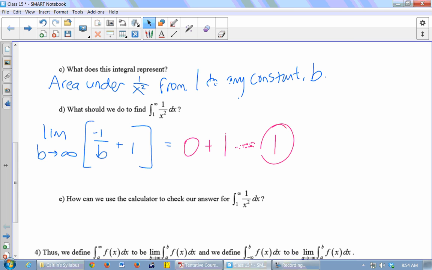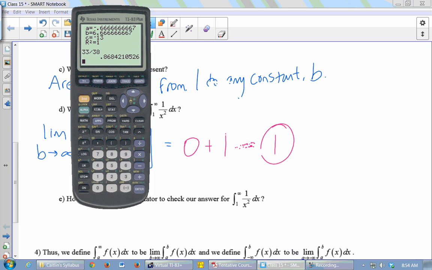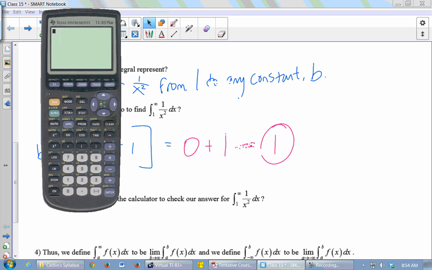All right, how could I use my calculator to check the answer? Calculator is a finite device. I can't plug in infinity. I can't ask it to take a limit for me. But what can I do to try to verify it? Yeah, we'll do 1 to a really large number, and then maybe a larger number, and maybe a third larger number, and see what the limit is approaching numerically.